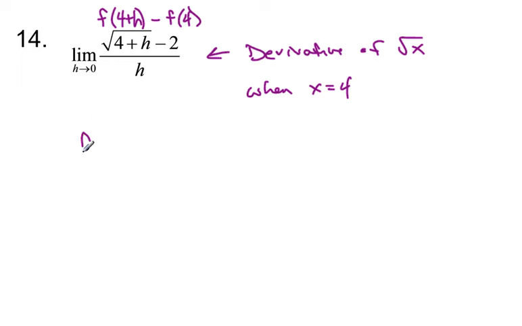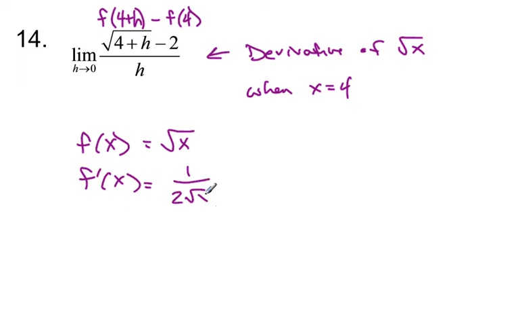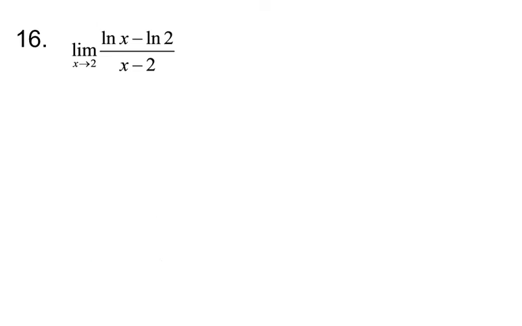So I start off by saying, okay, well, my function is simply the square root of x. My derivative, I have memorized, is 1 over 2 root x. And the derivative I'm interested in is when x equals 4, which is 1 over 2 times the square root of 4, or 1 over 4. And there's my answer.